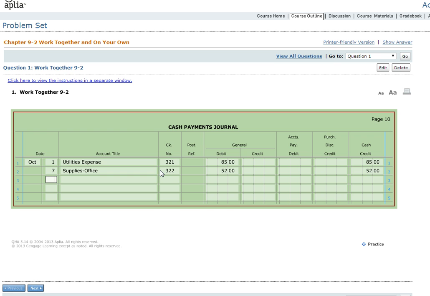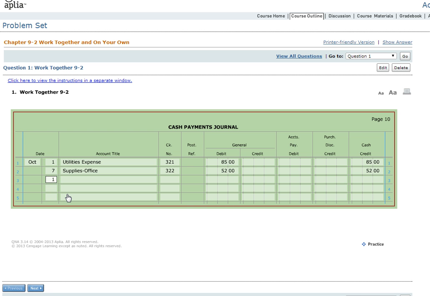Alright. The next one on the 11th, paid cash to GMT Hardware for merchandise with a list price of $800, less a 60% trade discount. So if you take $800 and multiply that times 60%, you're going to get $480. So you're going to take your list price of $800, subtract $480, which gives you $320.